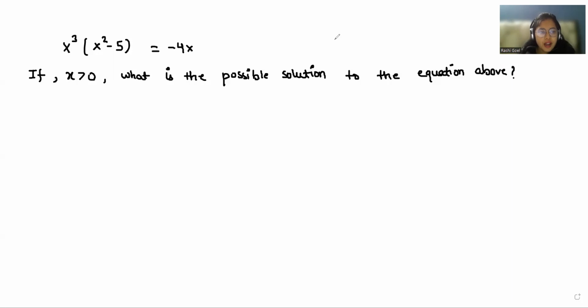My name is Rashi Goel, and in this video we are going to solve x cube times x square minus 5 is equal to minus 4x, and if x is greater than 0, what is the possible solution to the equation above? So let's start with today's video solution. First, we can copy down the equation.